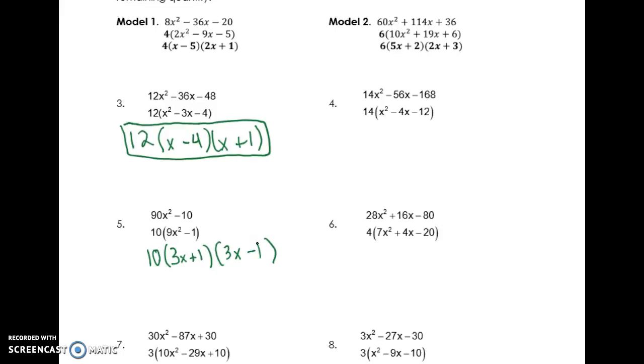Now, what happens in this is when I check it, the x terms cancel. That's what I want. I don't have an x term. I just have 9x squared, and I have my negative 1. So that is the end result of my product, or my factor.